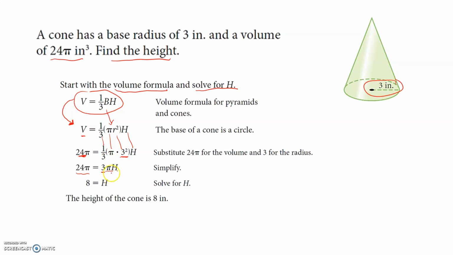And then to get the h alone, divide by 3 pi on this side, divide by 3 pi on this side. The pi's cancel out. I get 8. The 3 pi and the 3 pi cancel out, and I get an h. So the height of the cone is 8 inches.